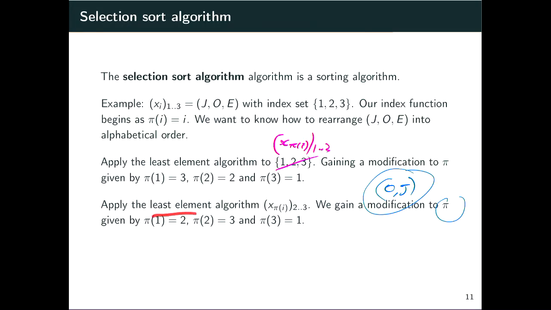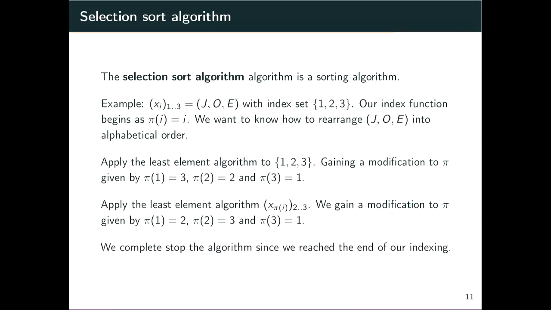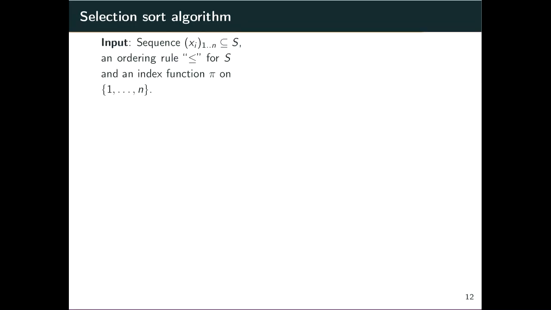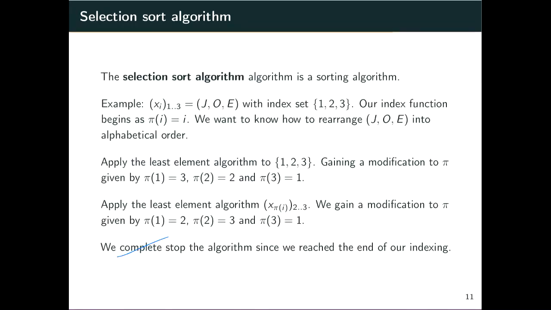And so if we apply this algorithm again, we gain a modification to pi given by this. So our pi3 is staying the same because we've already fixed that one, and then because O is after J, we're going to do a switch of those. So pi2 is going to go to 3, and pi3 is going to go to 2. We stop this algorithm since we've reached the end of our indexing. And that's how the selection sort algorithm works in an example.